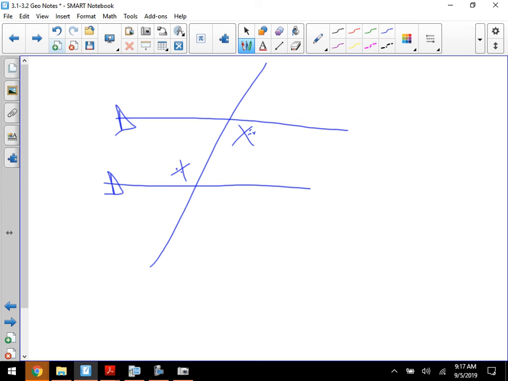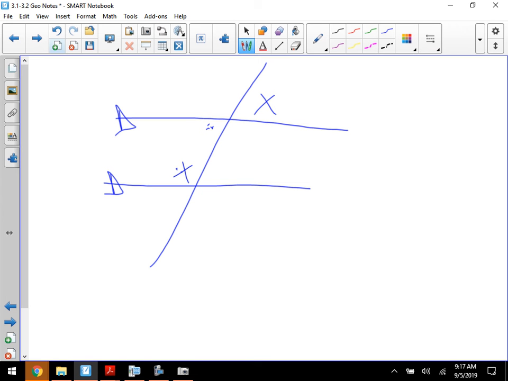The third one was what we called alternate exterior. Those were opposite sides on the outside. Again, they're going to be the same angle. And then the last one was the same side inside. Same side inside aren't necessarily going to be the same, but they will always be supplementary.